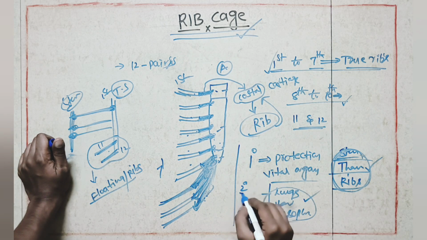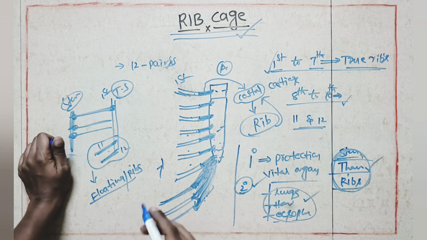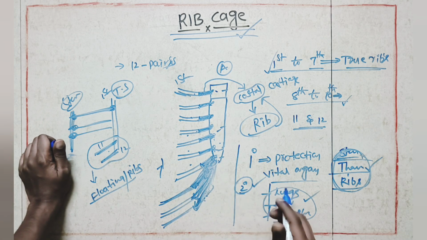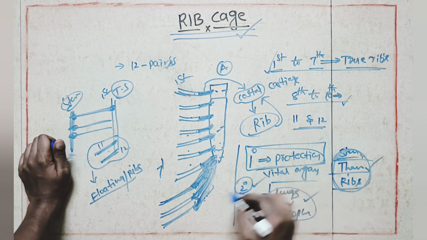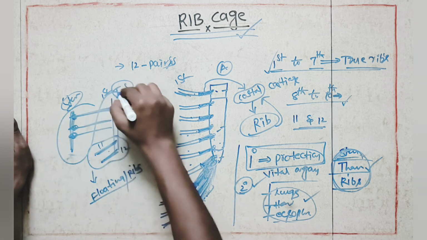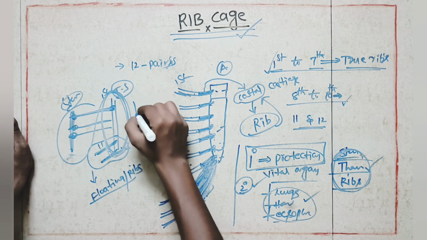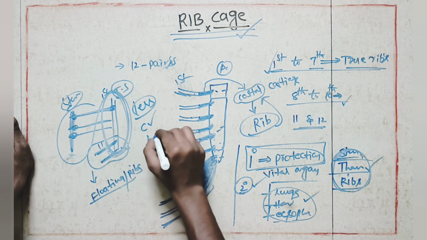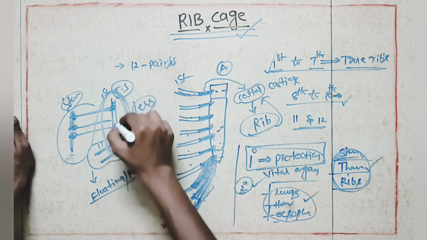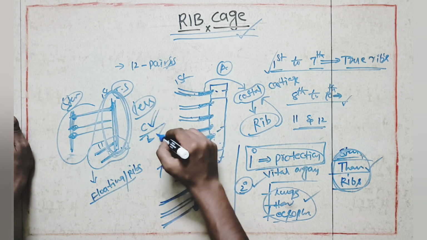That is the primary function. And secondary function, again, it may help in ventilation. So this is about the rib cage. And at the same time, to provide protection. Here the mobility of the thoracic spine is less compared to the cervical and lumbar regions.